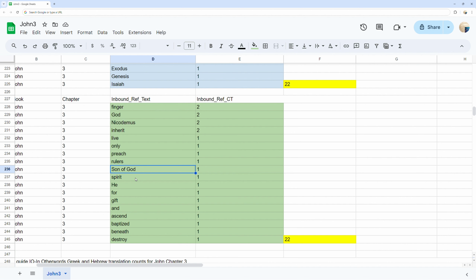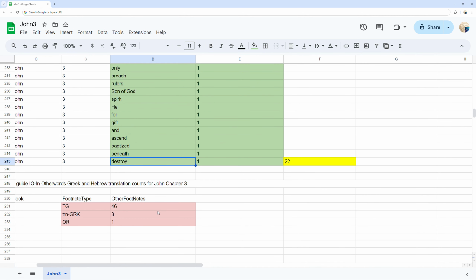Footnote definitions counts. You can see in red the footnote type and counts of topical guide with 46 counts as well as Greek translation at 3 and 1 obscure words found in John chapter 3.